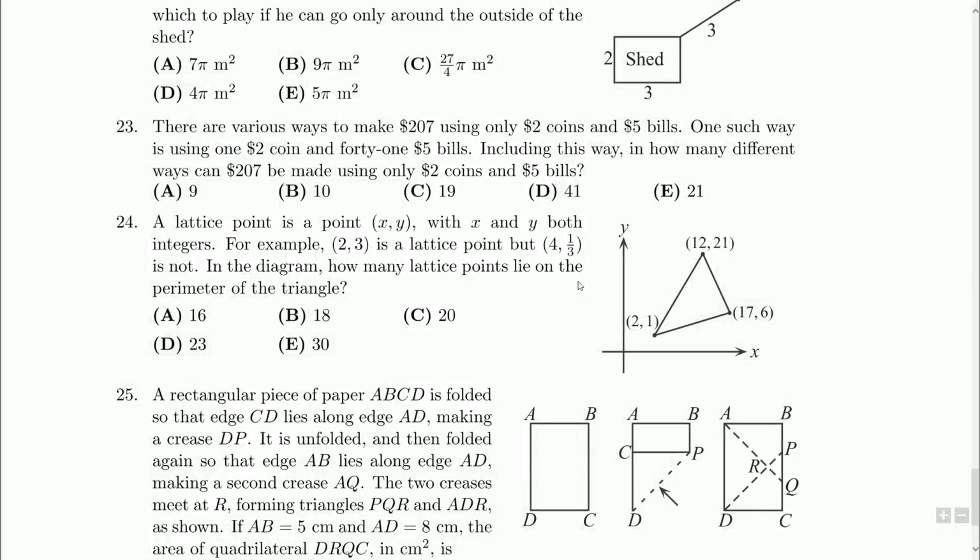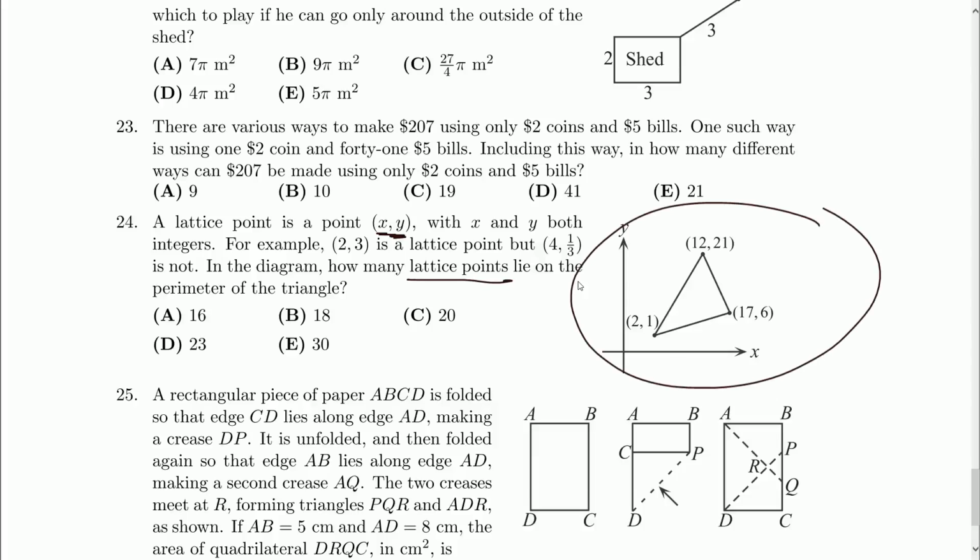A lattice point is a point (x, y) with x and y both integers. For example, (2, 3) is a lattice point because both 2 and 3 are integers, but (4, 1/3) is not. 1/3 is not an integer, even though 4 is, so it doesn't count as a lattice point. In the diagram, how many lattice points lie on the perimeter of the triangle?